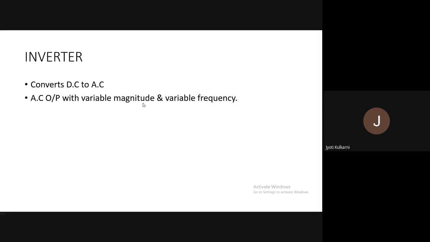Suppose I want 200 volt AC and 100 hertz frequency with the same input of 50 volt DC, then also I am able to get that. And if I want 200 volt and 200 hertz frequency with the same 50 volt DC input, I am not changing the magnitude, only the frequency from 100 hertz to 200 hertz, that is also possible with the inverter. So any level of magnitude and any level of frequency I can achieve.